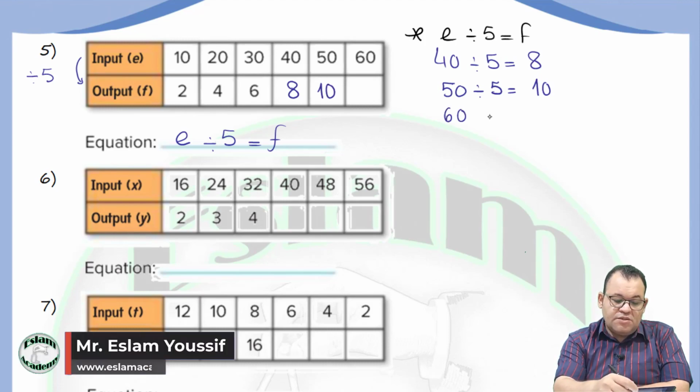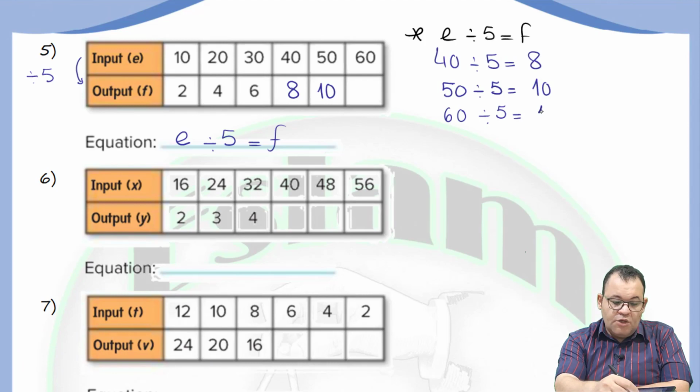When the input equals 60, when we divide it by 5, I need a number that, when we multiply it by 5, the answer will be 60. It will be 12. If you can't find 12, you can use long division to find it. So now the equation is e divided by 5 equals f.